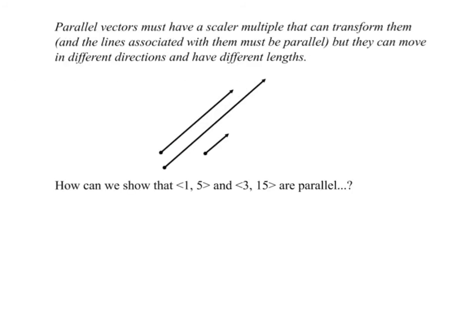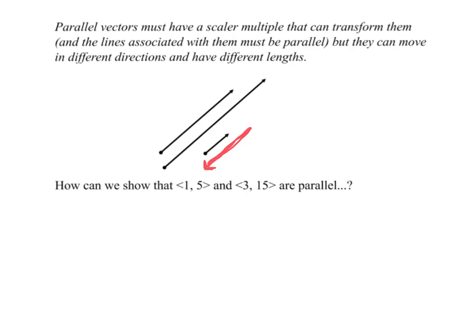Parallel vectors have to have a scalar multiple that can transform one into the other, but they can move in different directions and have different lengths. So actually I put up 3 that are all parallel, but you could have had another one if I could draw it. It could even be going in the other direction. There simply needs to be a scalar that you can multiply one vector by to get the other.